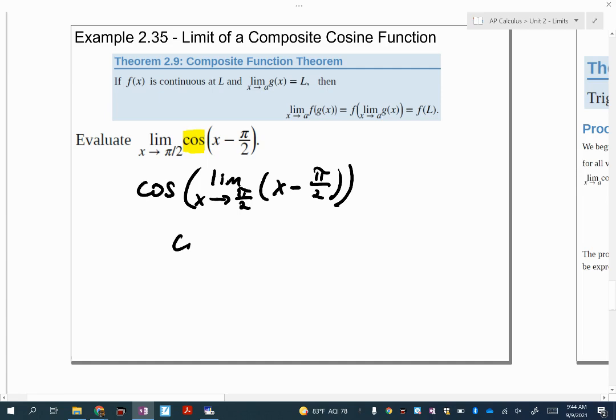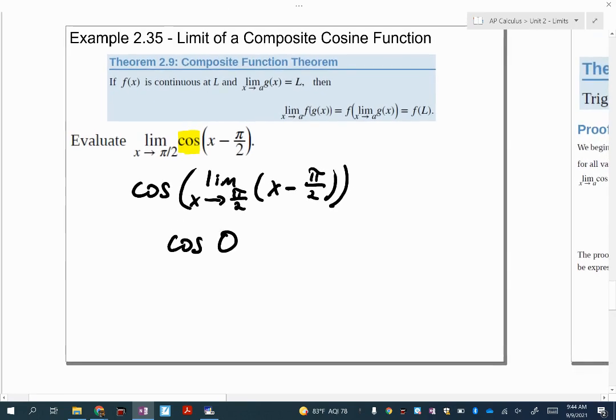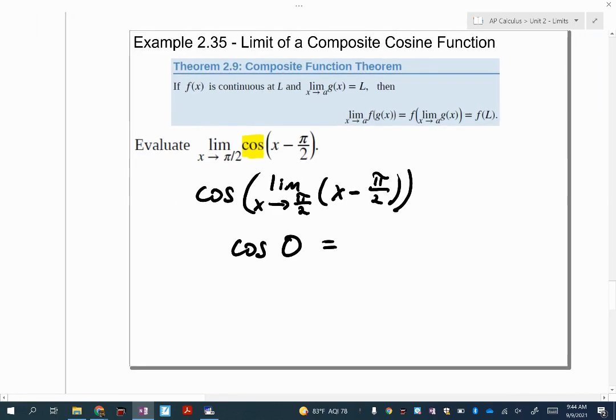All right, so we have the cosine of 0. And as long as we can define that, cosine of 0, which we've done before, right? This is the quadrantal. So we have 0 over here. The ordered pair is 1, 0. So the cosine of 0 is going to be 1.